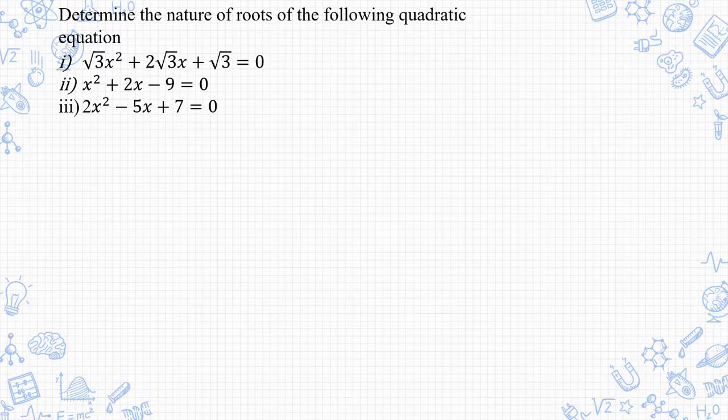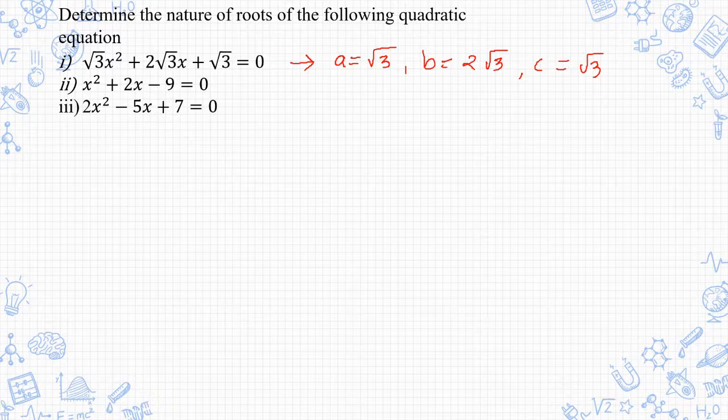If you see the first sum, the quadratic equation is root 3x squared plus 2 root 3x plus root 3 equal to 0. In this, if I compare it with the general form of the quadratic equation, my a will be root 3, b will be 2 root 3, and c will be root 3. Now we find out the value of the discriminant, and depending on the discriminant, we will identify the nature of the roots.